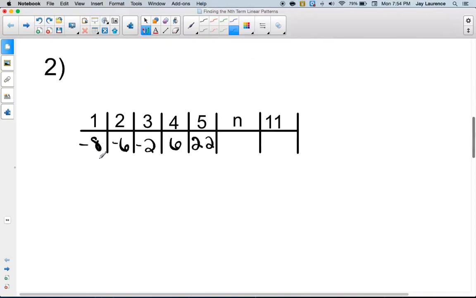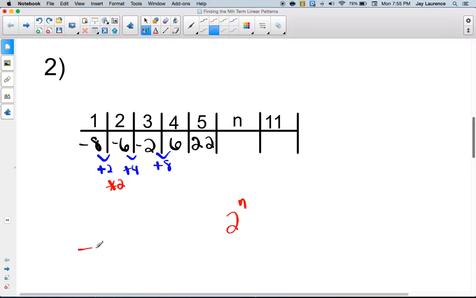Let's see here. -8 to -6. Looks like we're adding 2. Then we're adding 4. Uh-oh, it's doing it again. And then we're adding 8. They're doubling, aren't they? And as soon as you realize that they're doubling, then you know you have an exponential pattern. You take the number that is being multiplied, in this case 2, and the 2 is going to be raised to the power of n.